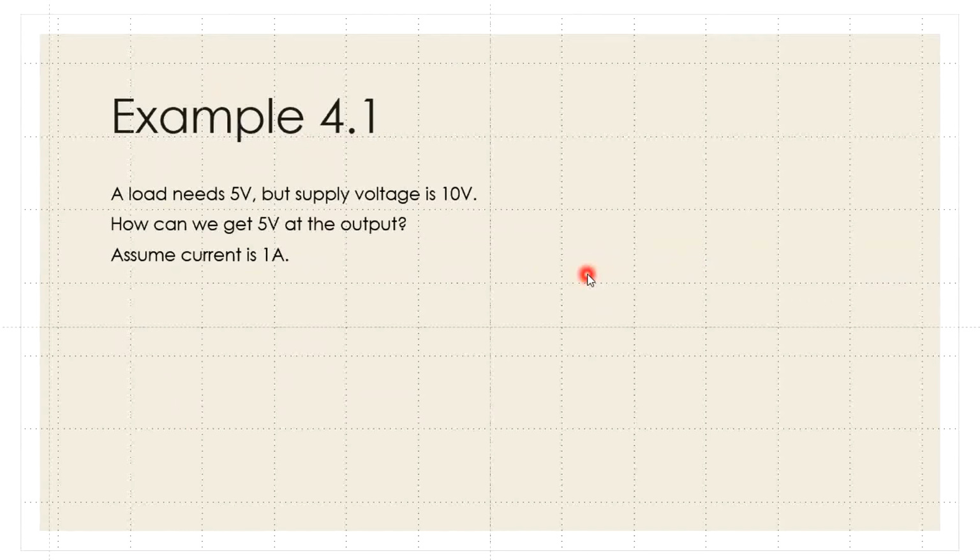Okay, so let's say we have a load which needs 5 volt, but we have a power supply of 10 volt. Okay, so how do we get the 5 volt at the output? Okay, so let's just assume that the current is 1 ampere.